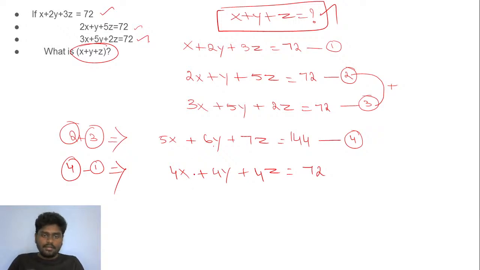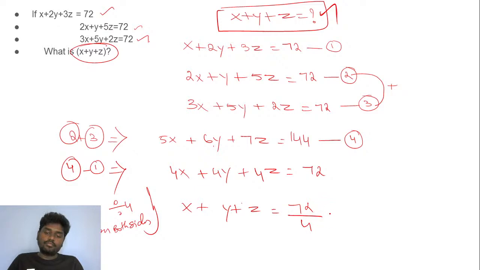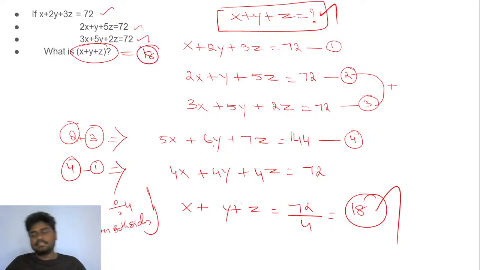You are asked to find the value of x plus y plus z. So we can simply divide this by 4 on both sides. If you do so, you'll be getting x plus y plus z to be 72 by 4, which is 18. So the value of x plus y plus z is 18.